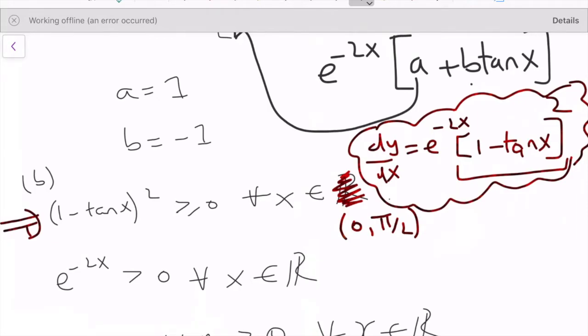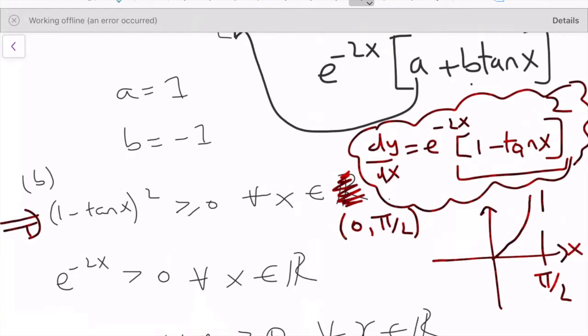Why is that? Well, because you know that the graph of tan of x from 0 to pi over 2 looks something like this. Pi over 2, this is x, and this is y equals tan of x. Right? So this is greater or equal to 0, obviously, and that is the graph of tan of x, but the square of something is always positive.